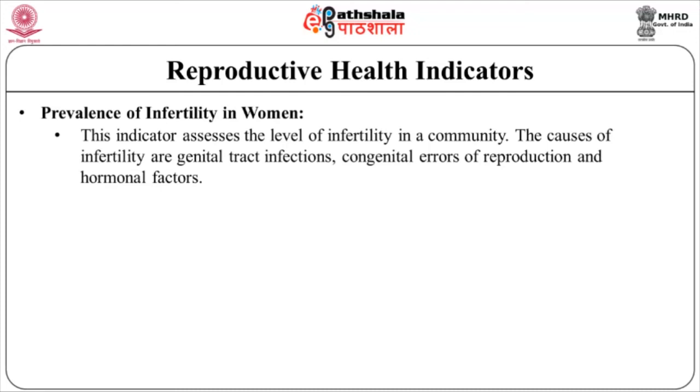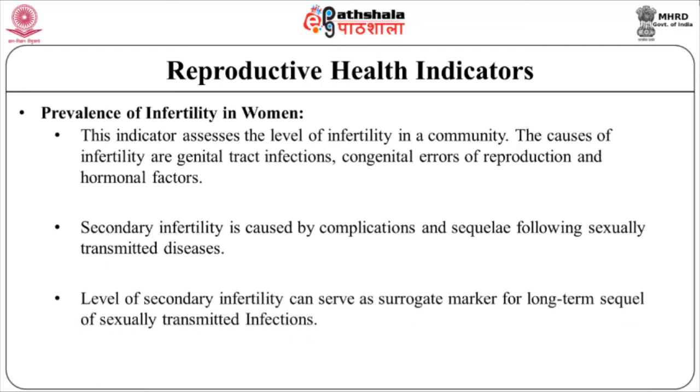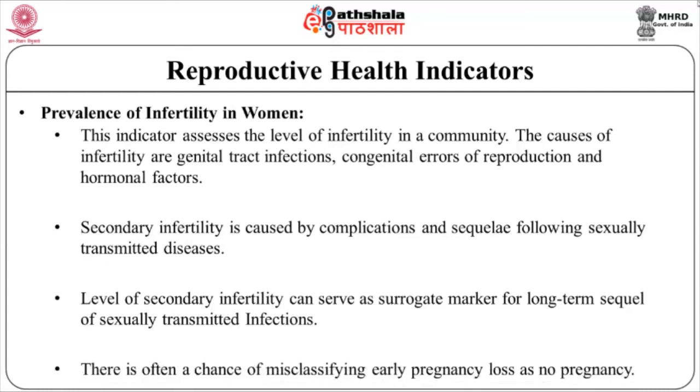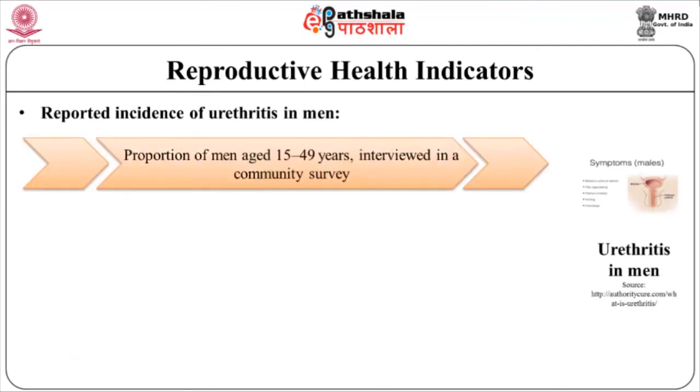The causes of the infertility are genital tract infection, congenital error of the reproduction and hormonal factors. Secondary infertility is caused by the complications and sequelae following the sexually transmitted diseases. Level of the secondary infertility can serve as the surrogate marker for long-term sequel of sexually transmitted infections. There is often a chance of misclassifying the early pregnancy loss as no pregnancy. There are many reported incidents of the urethritis in the men.